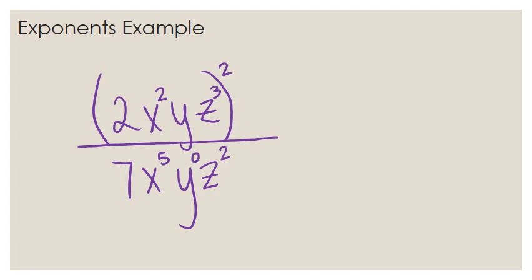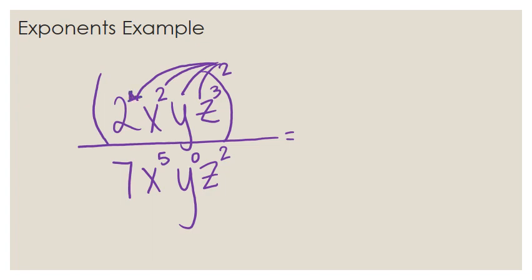Let's do that. There we go. Let's try this out. So I have many properties here. A lot of times it depends on what you see first. So in this case, I see parentheses first. So I'm going to distribute to everything, even the 2.